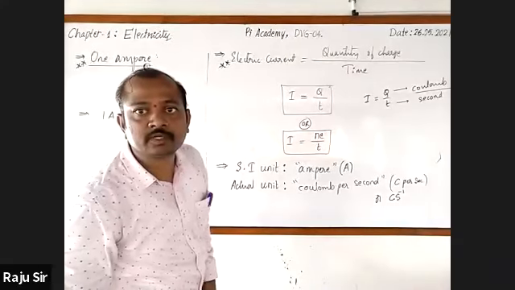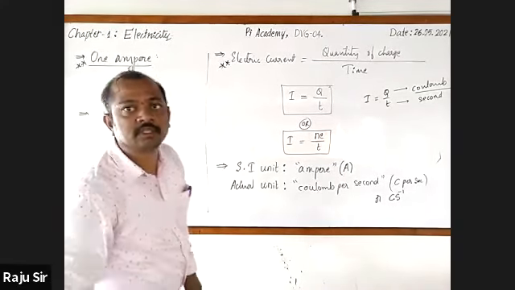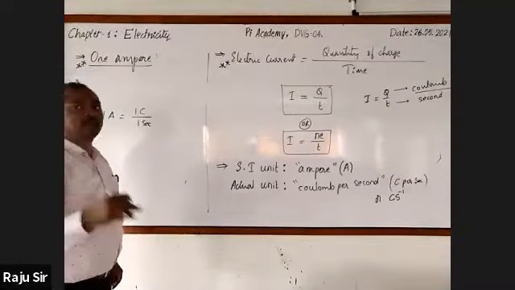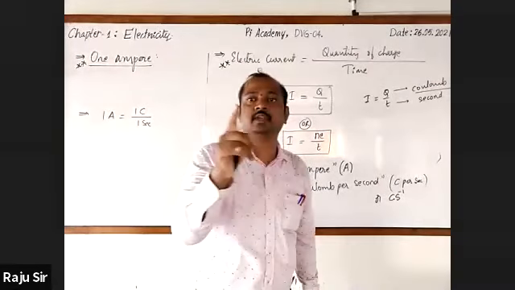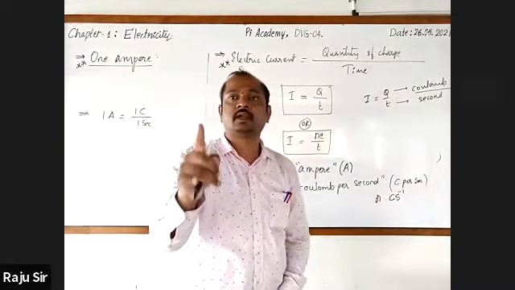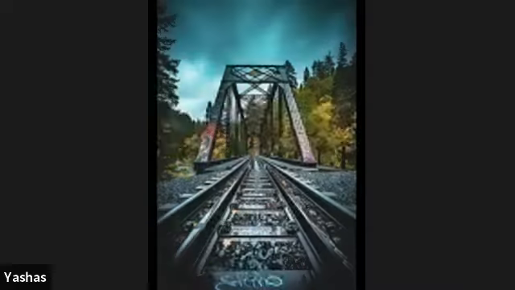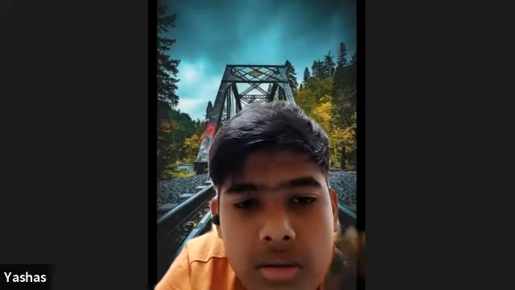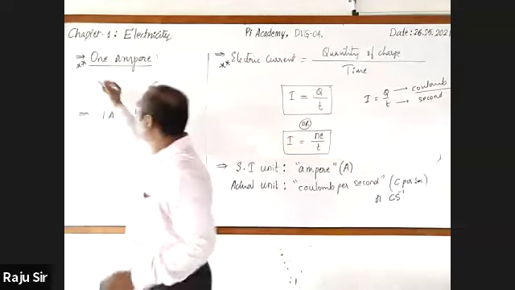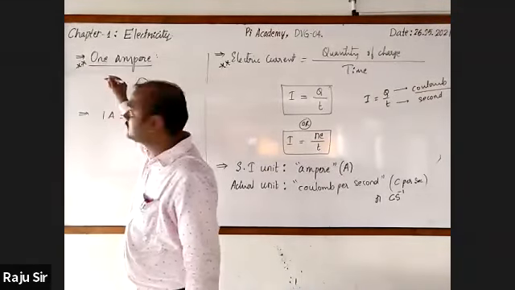And one like that, put a double star mark, write the definition. If two coulomb of charged particles pass through any cross section of the conductor in 1 second, then the current is two ampere. Right. First you write the definition.